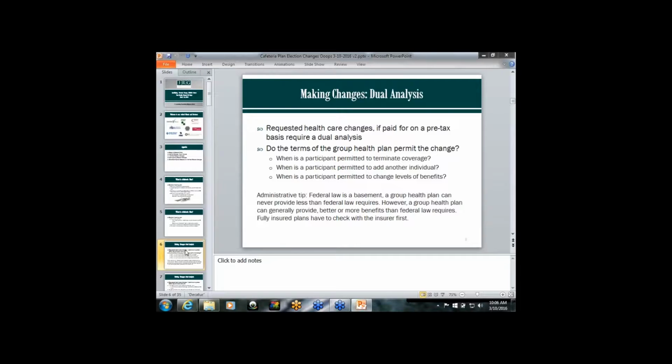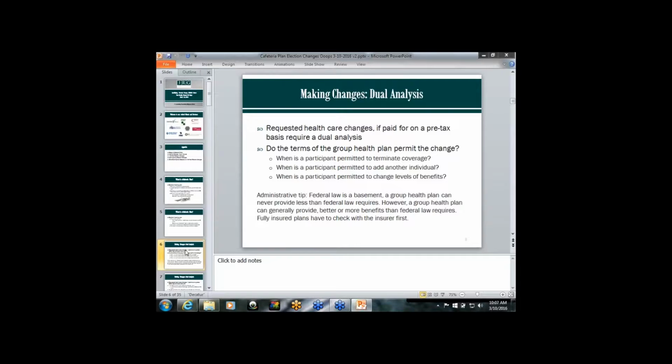But not necessarily so, because employees generally pay for their benefits on a pre-tax basis. We have to do what is considered this dual analysis anytime we get a question like this or any other similar questions. The first part of the analysis is, under the group health plan, what do the terms of the group health plan say? Does the group health plan permit us to make the change? So you're looking at the terms. Does your high deductible plan say, yep, an employee can drop and go to another benefit option?